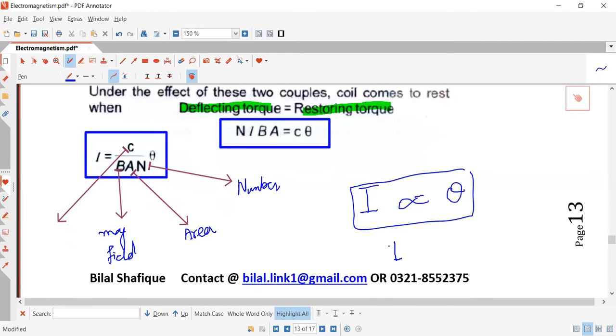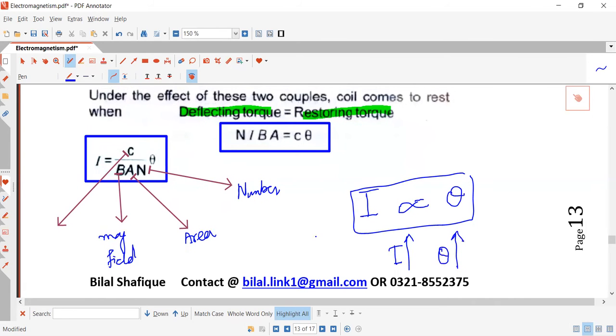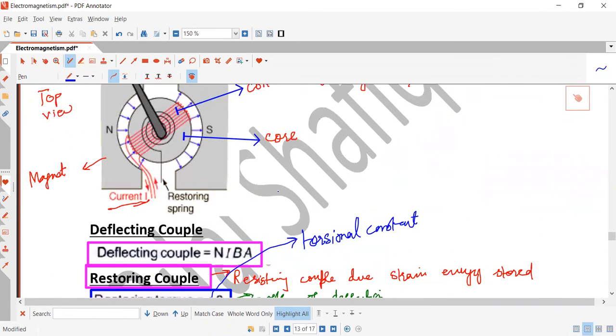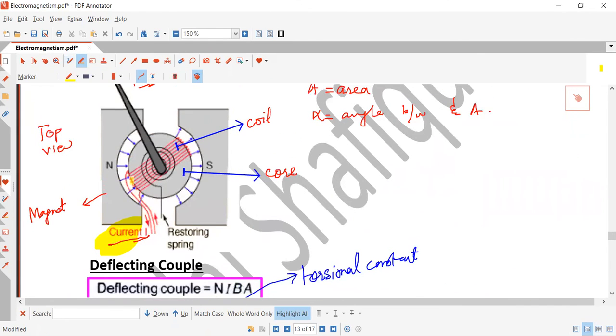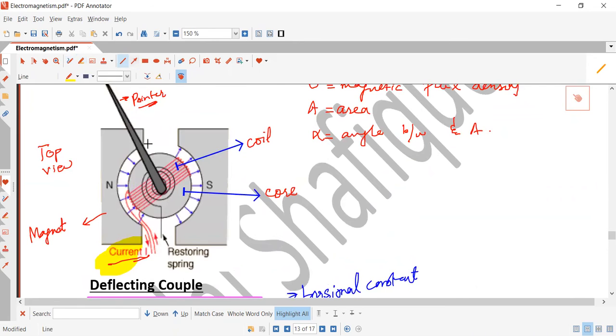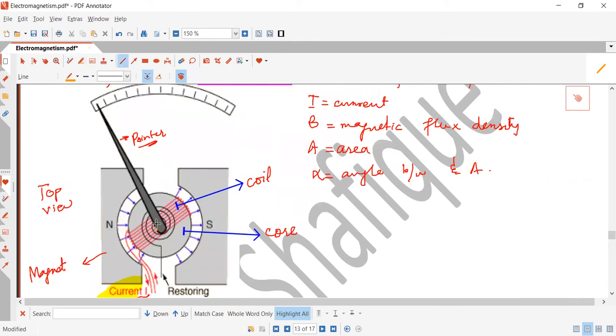So as we increase the current, theta also increases. That's the concept. Increase the current entering the coil, and theta is going to increase. When the pointer moves from here to here, this theta angle is increasing, so it gives us the reading on the scale, right? Okay.